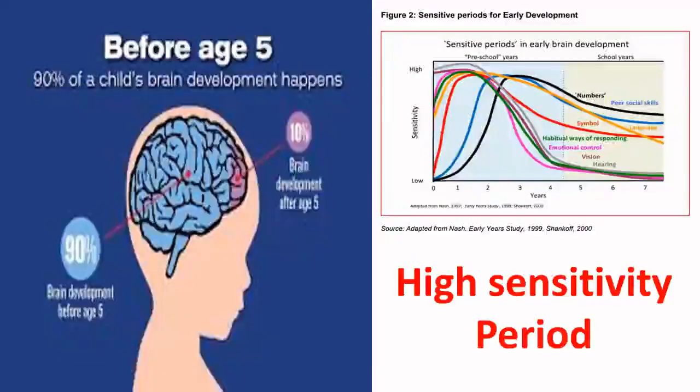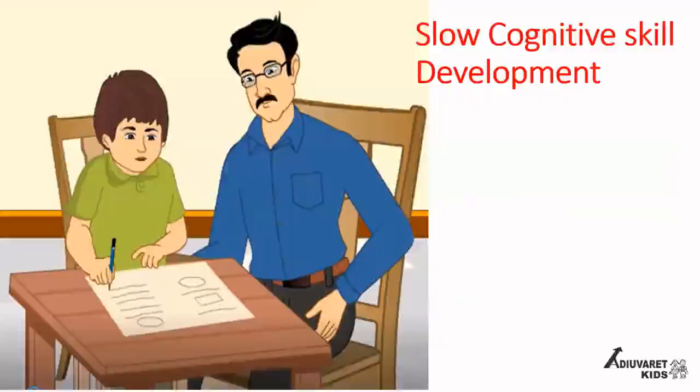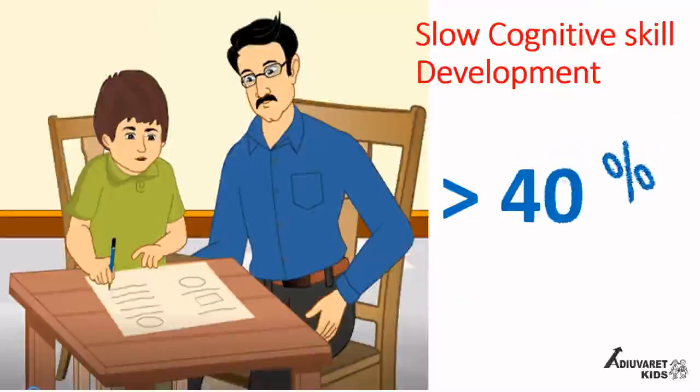So if we want to develop, the first 5 years are the golden period for the child to understand and grasp everything. This phenomenon or awareness is available to most of the teachers and parents. But if we look at the overall cognitive skill development of the child, then various research done across India shows that more than 40% of children lack the required development in their cognitive skill, meaning they are very, very slow in their cognitive skill.